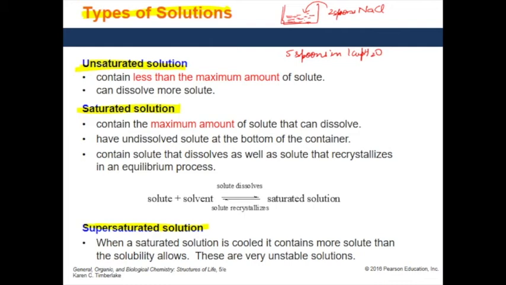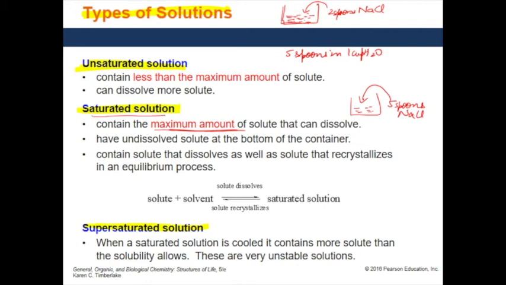Now let's say I take again this cup of water and I add 5 spoons of NaCl into it. This kind of solution is called a saturated solution, where we have added the maximum amount of solute into the solvent. So if I add another spoon of NaCl into this, it is not going to dissolve. That is called a saturated solution. It consists of the maximum amount of solute that can dissolve in there.